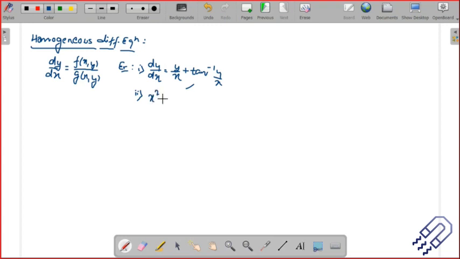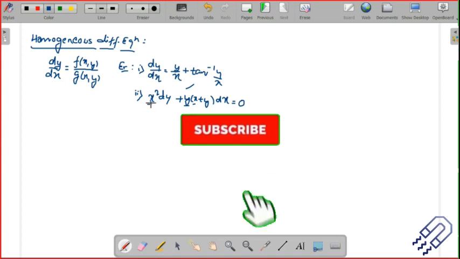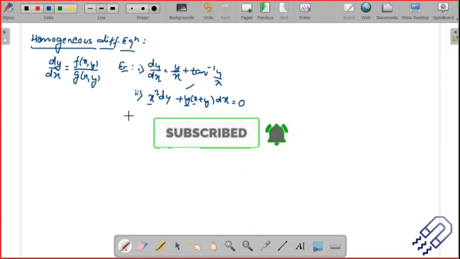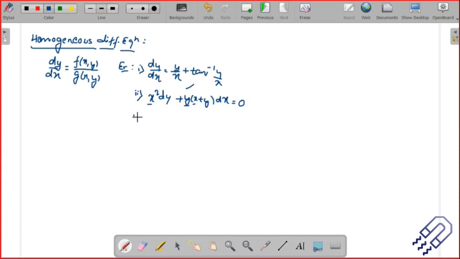I can also write some equations like x square dy plus y into x plus y dx, maybe equal to, let's say, 0. This is also a homogeneous equation because the power of x is 2. If you take y and x, the powers add up to 2. Y square is also there, the power is 2. So whatever the variables are, the power that they combine to is 2. This is some kind of symmetry that is there, and that is why it is a homogeneous equation.